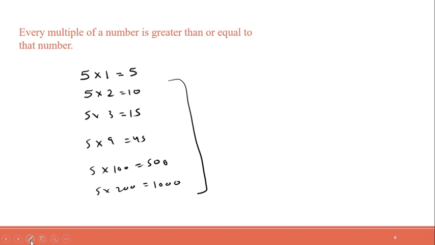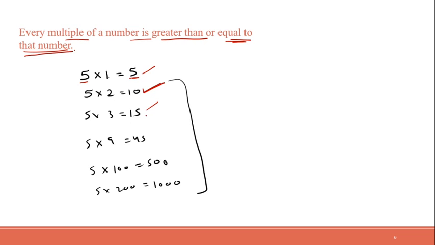Now notice this thing, every multiple of a number is greater than or equal to that number. That means I am looking for 5. What are the multiples of 5? The smallest multiple is 5 itself. That means equal to that number. It is what is written here, right? So the smallest multiple of the number will be the number itself. Then all the multiples will be bigger than this number.